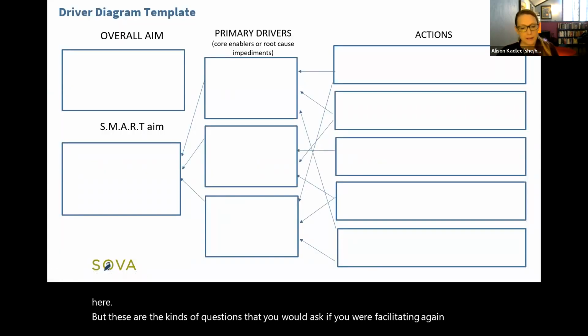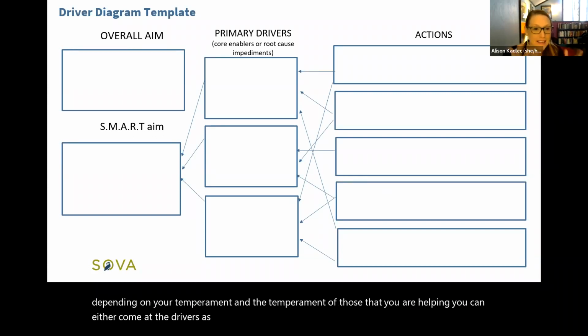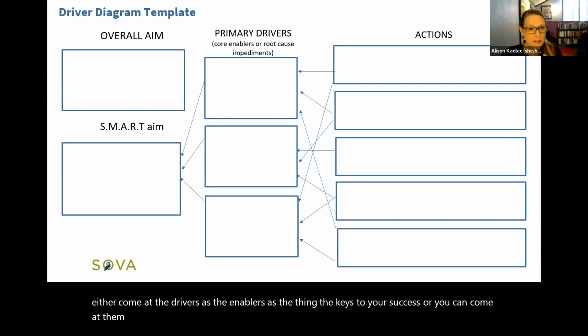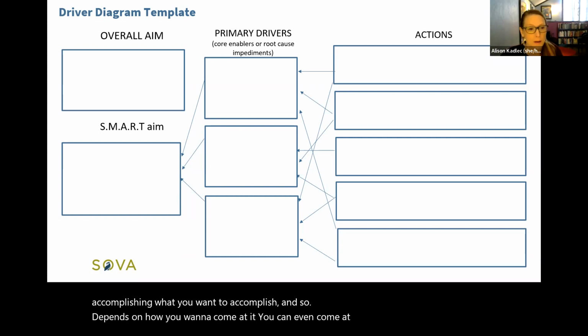Again, here's the template that you can use, or you can make your own and come at this however you would like. Depending on your temperament and the temperament of those that you are helping, you can come at the drivers as the enablers, as the keys to your success, or you can come at them as the barriers, the things that are persistently, pervasively preventing you from accomplishing what you want to accomplish. It depends on how you want to come at it. You can even come at it both ways if you have time, or over time, working with institutions.